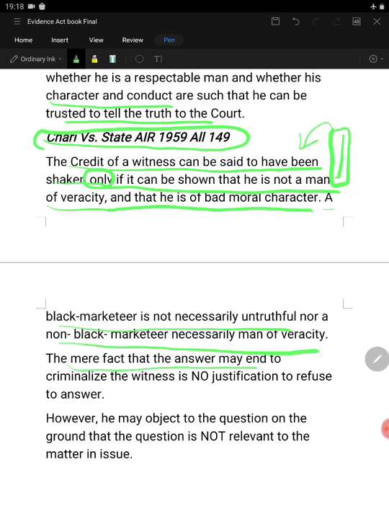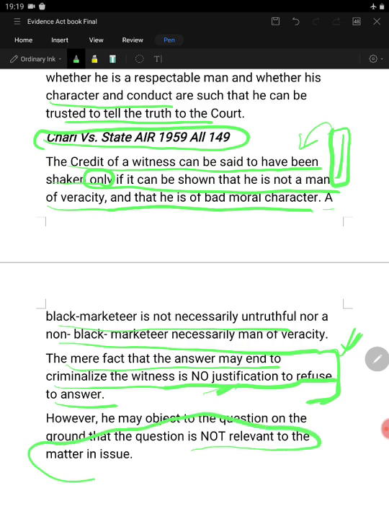The mere fact that the answer may tend to criminate the witness is no justification to refuse the answer. So it will be no justification if he refuses, saying I won't answer these questions because it will make him liable to criminal proceedings or will incriminate him. He cannot refuse to answer on that basis. However, the basis on which he can refuse is that these questions are not relevant with respect to the matter in issue.